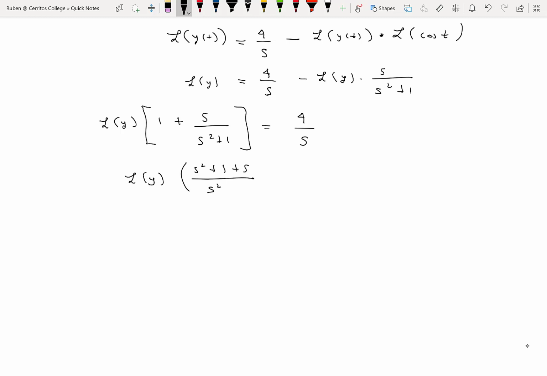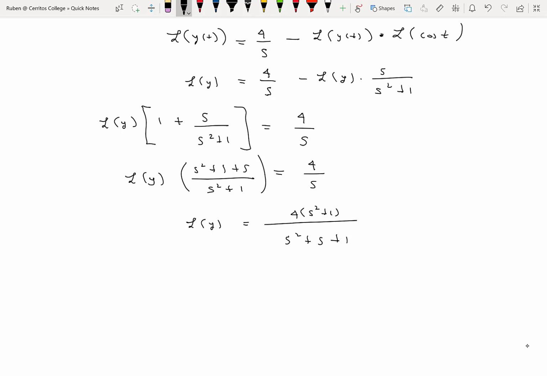Okay, so I'm combining the two terms in the brackets on the left. I'm going to isolate the Laplace transform of our solution. Actually, it's not just going to be 4. It's going to be 4 times s squared plus 1 over s squared plus s plus 1. Okay. So we would like then the inverse Laplace transform of this result.